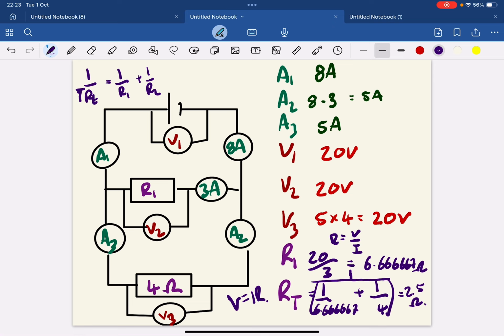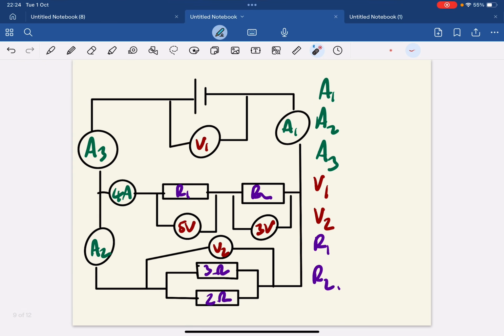Remember, like I said at the beginning of the video, our total resistance in a parallel circuit will always be lower than our smallest resistor. This resistor here is 6.67 ohms. This one is 4. So that's our lowest resistor. And our total is 2.5, which of course is lower than 4.